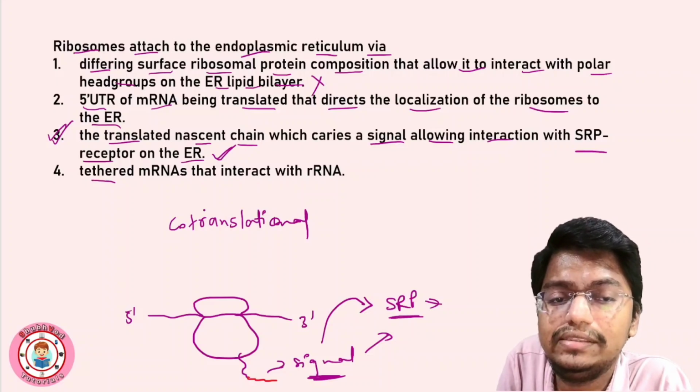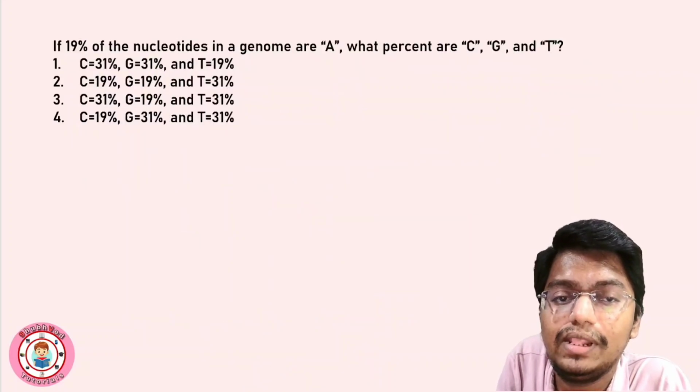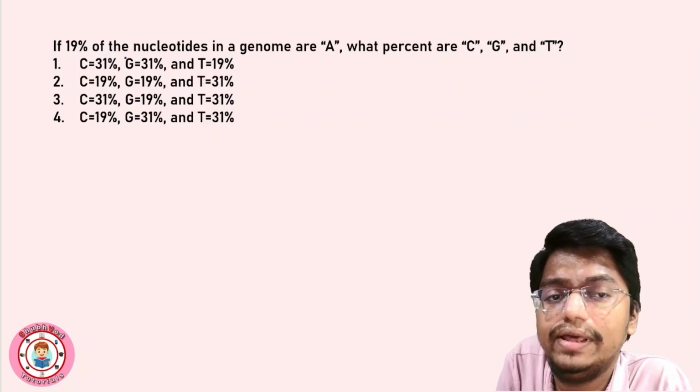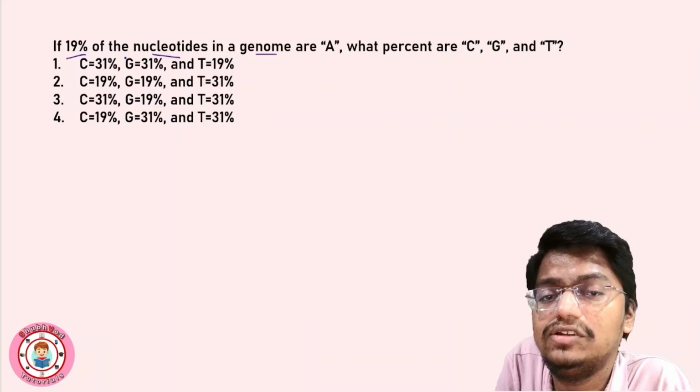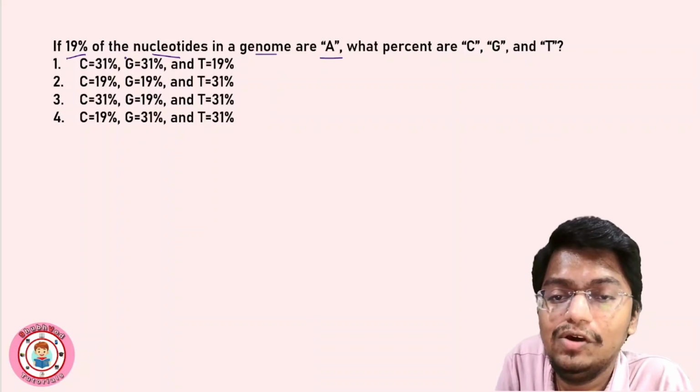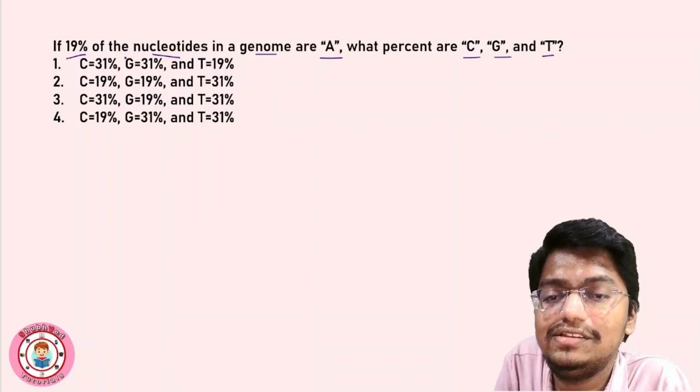नेक्स्ट ऑप्शन थर्ड mRNA that interact with rRNA नहीं हो. Got it? Simple. Next question. This is also very easy. If 19% of nucleotides in a genome are A, what percent are CGT?